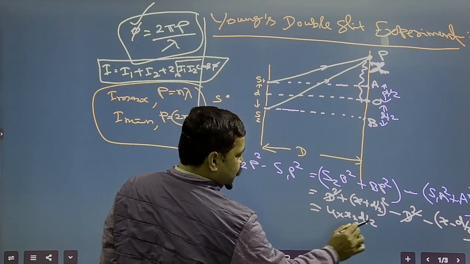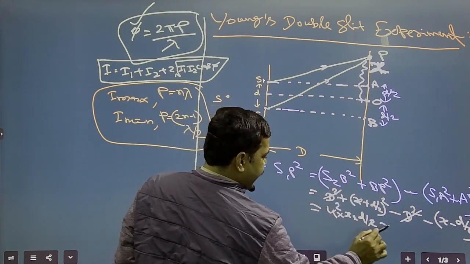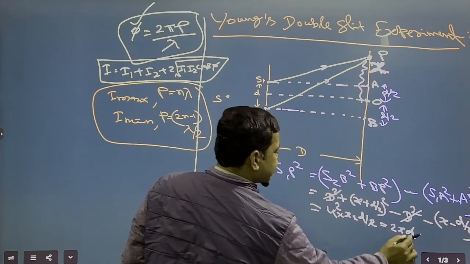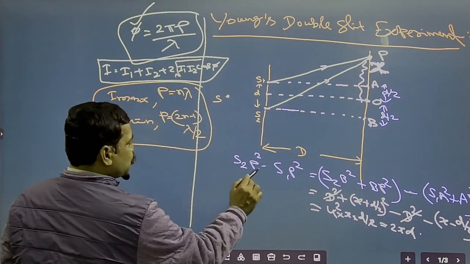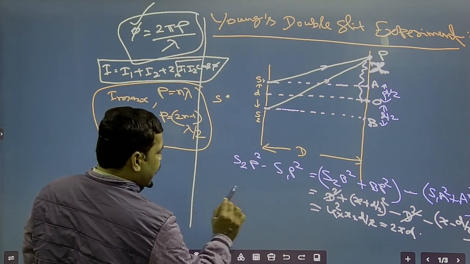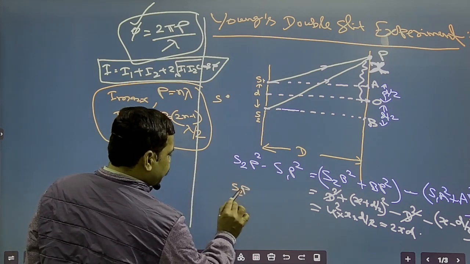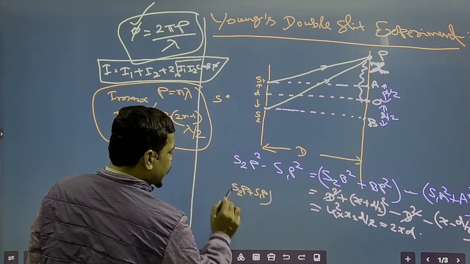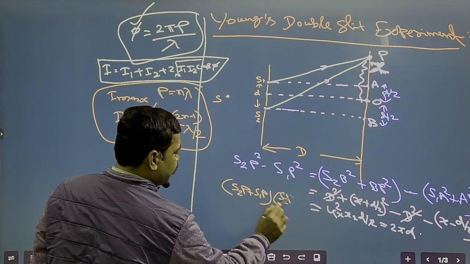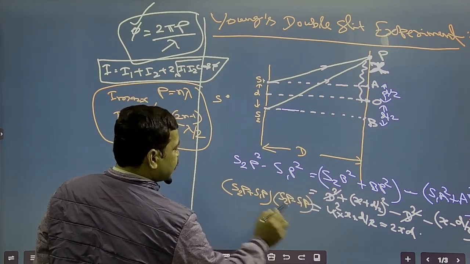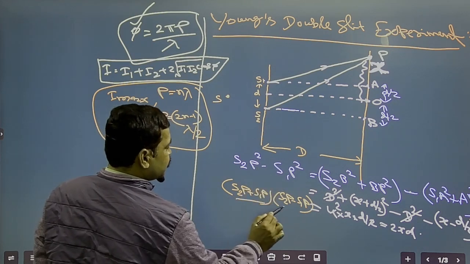So now this will be 2xd, right? Now you see here S2P square minus S1P square. I can write this as S2P plus S1P. Similarly, S2P minus S1P, that is a square minus b square, so this will be (a plus b) into (a minus b).